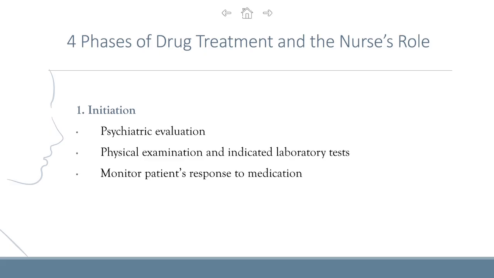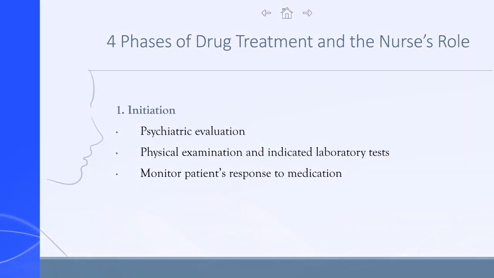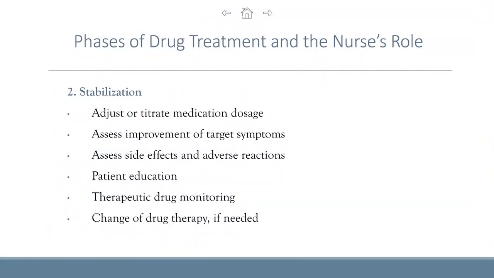There are four phases of drug treatment and the nurse's role. The first phase is initiation. This requires a psychiatric evaluation, a physical examination, and laboratory tests. Usually they need a baseline ECG, baseline labs, and baseline vital signs before starting any antipsychotics or psychiatric medication. And we need to monitor the patient's response to the medication. That's the initiation phase.